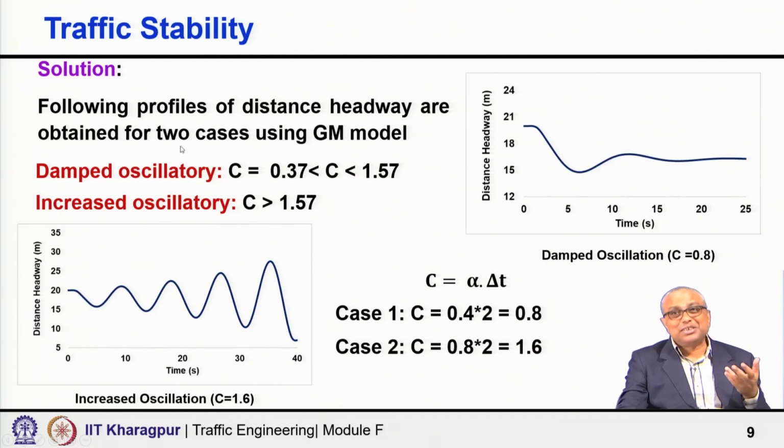Actually, if you apply the General Motors car following model, calculate the distance headway at different time scales and plot it, you will see the distance headway showing a trend of increased oscillation in the second case. In the first case, the same distance headway shows a damped oscillation. So, that shows the connections.